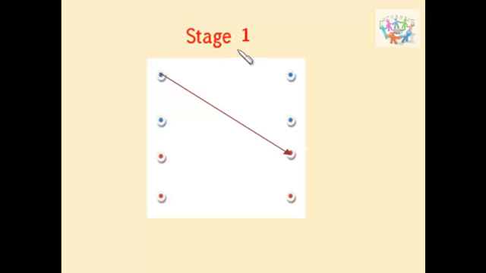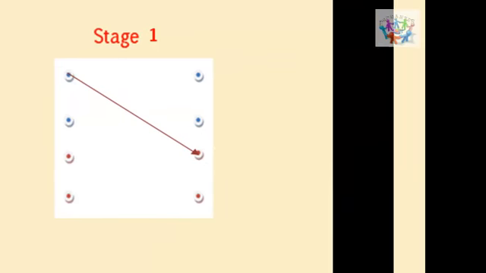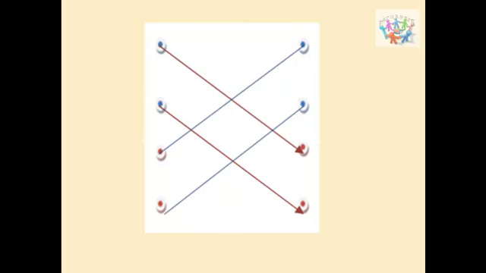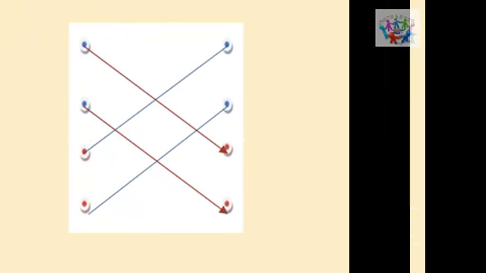So for stage 1, we have to draw 4 pairs of points since we have 4 input sequences. Now we need to join the first 2 points with the last 2 and the last 2 with the first 2 points. So after joining, it will look like this, that is the first 2 with the last 2 and the last 2 with the first 2.